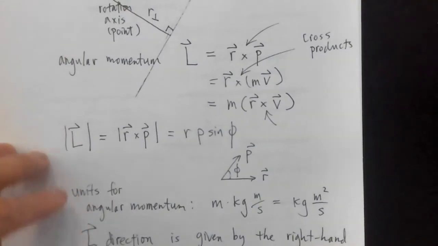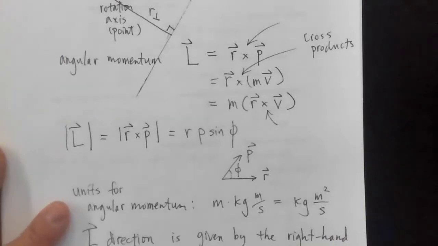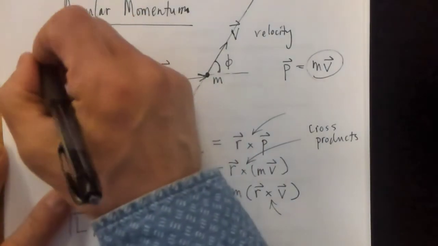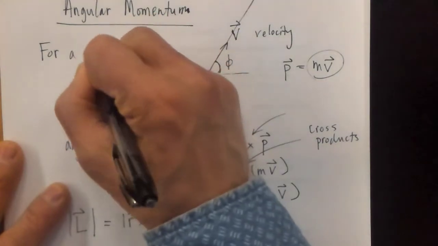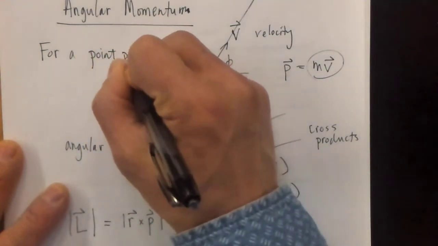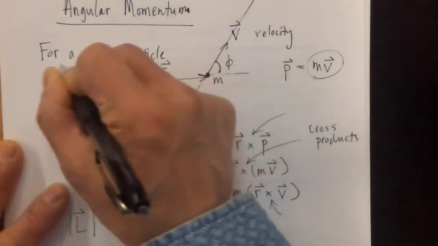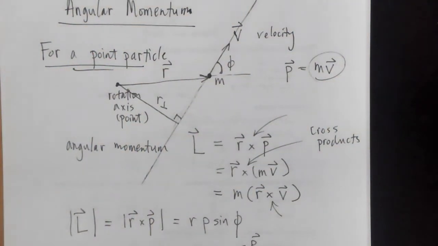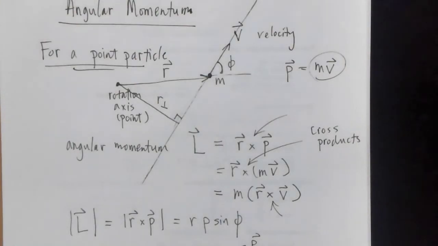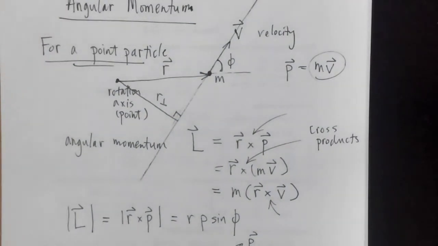This is the angular momentum for a particle, so maybe I should have labeled it for a point particle. I should have labeled that from the beginning. That's the simplest formula. The defining formula is actually the next one, which is a little bit more complex, but it's not the defining formula. Questions? So this is for a point particle.